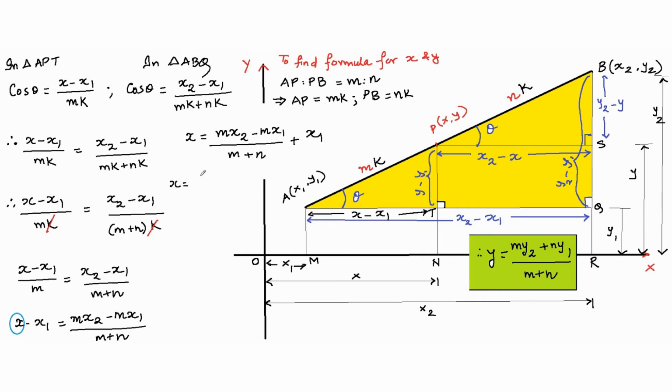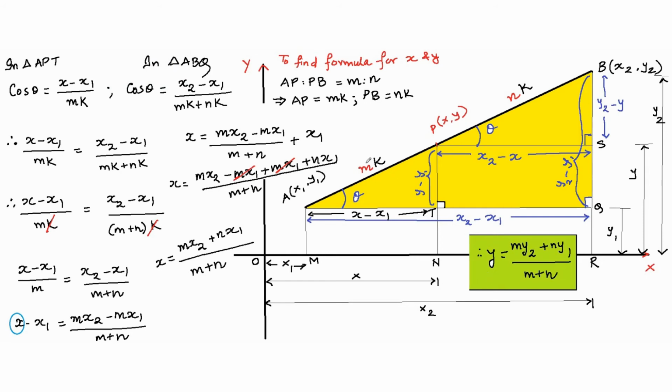And taking the LCM, I get x equals m x2 minus m x1 plus, the LCM is m plus n of course, so x1 gets multiplied with m as well as n. So you get plus m x1 plus n x1, the whole divided by m plus n. Now minus m x1 and plus m x1 cancels, and therefore the x coordinate is equal to m x2 plus n x1, the whole divided by m plus n. This is the formula to find the x coordinate of the point.